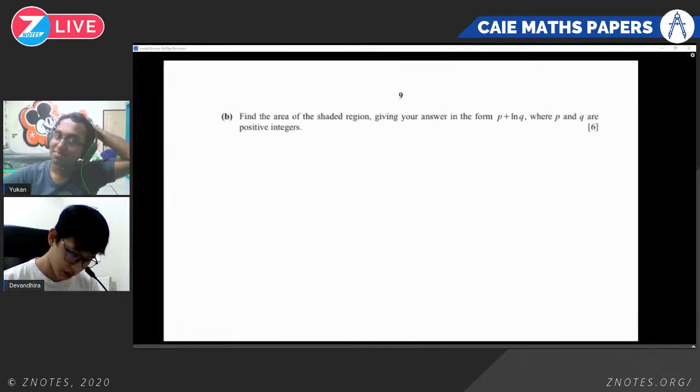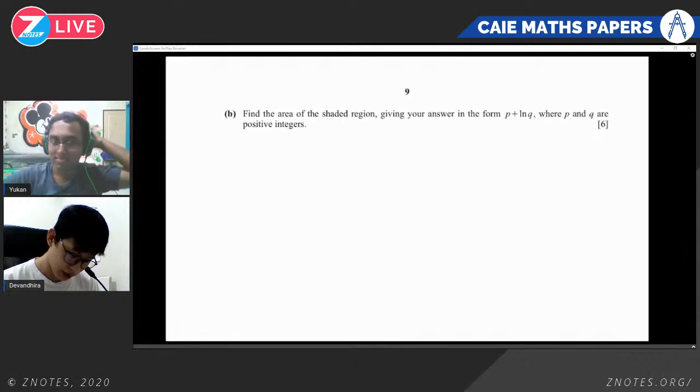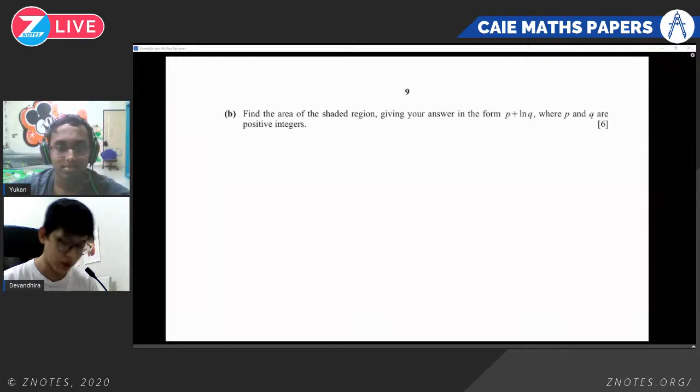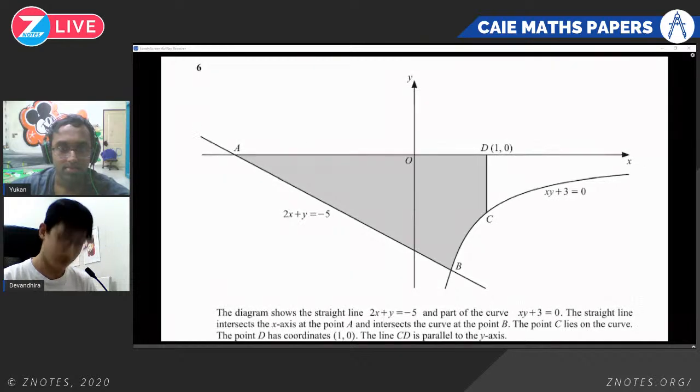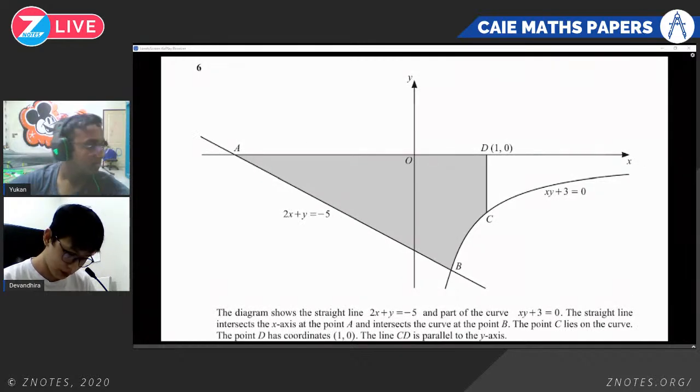And let's move on to the next question. Find the area of the shaded region, giving your answer in the form of p plus ln q, where p and q are positive integers. Okay, sure. So let's take a look here. We have to find the shaded region. Hmm. So what can we do?